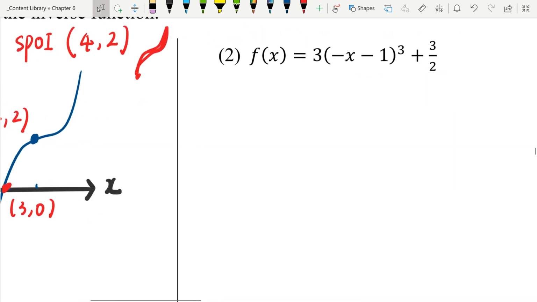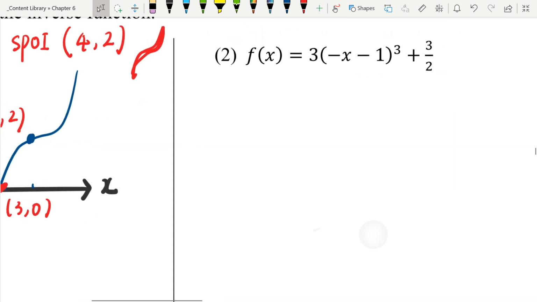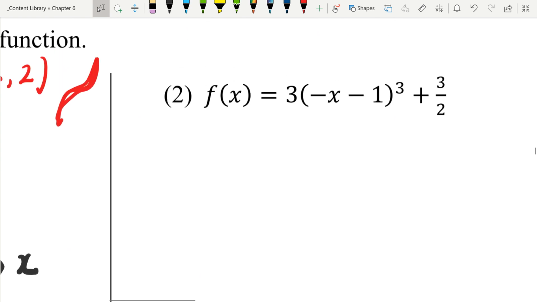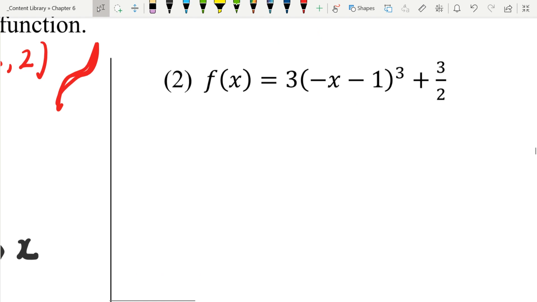Now, just go for one more. Okay, for this one, before I start sketching it, what's wrong with it? It's not in the standard form, so what's wrong with it? There's a negative x. So we need to do something with the negative because we don't want the negative inside that bracket. So what we will do is we need to change the form first.